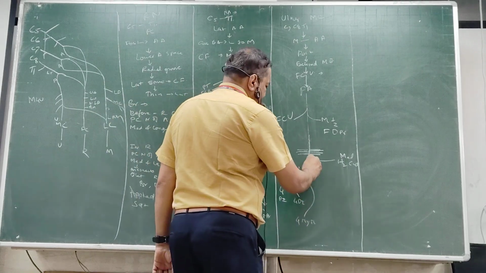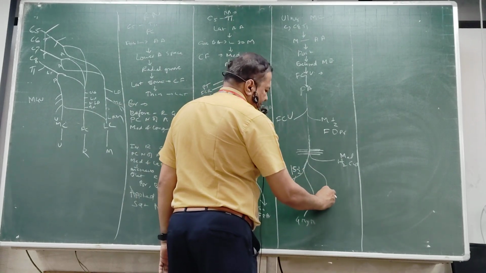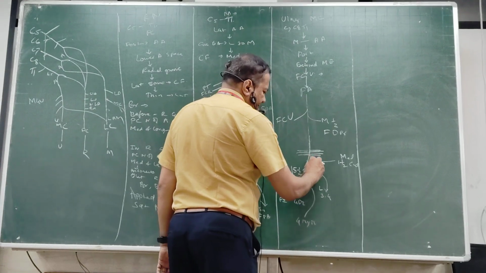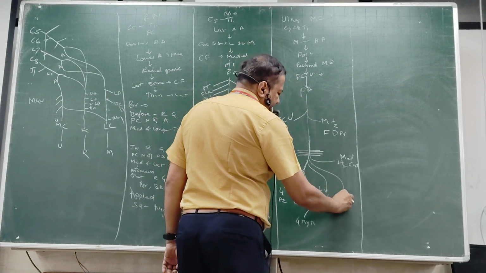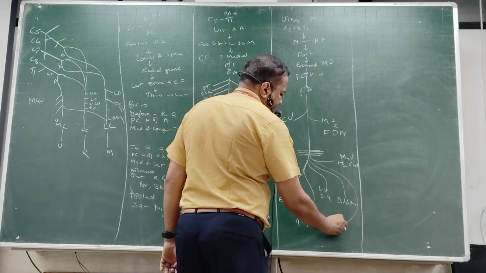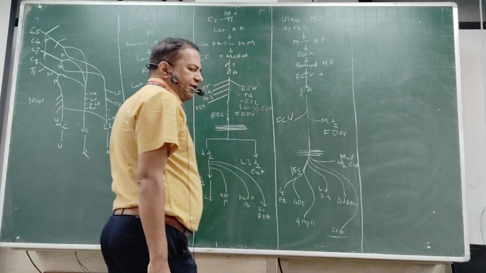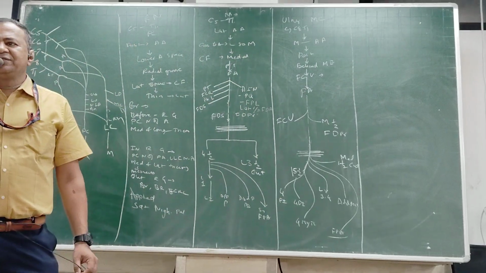For those 4 muscles, lumbrical 3 and 4, adductor pollicis, and deep head of flexor pollicis brevis. Nowadays you should stop writing this deep head of flexor pollicis brevis.